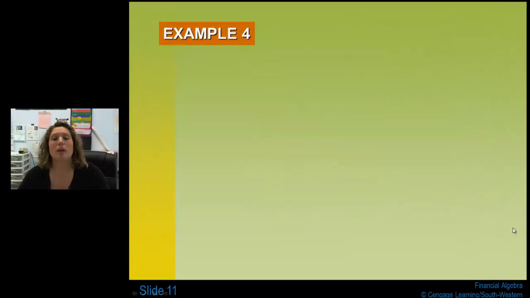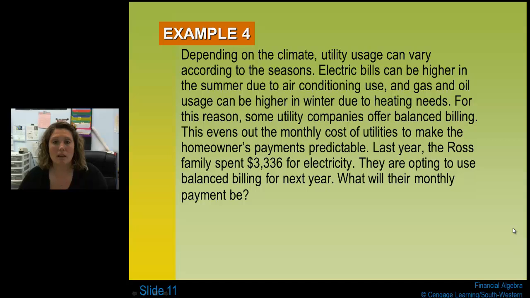Example 4, depending on the climate, utility usage can vary according to the seasons. Electric bills can be higher in the summer due to air conditioning use, and gas and oil usage can be higher in the winter due to heating needs. For this reason, some utility companies offer balanced billing. This evens out the monthly cost of utilities to make the homeowner's payments predictable.